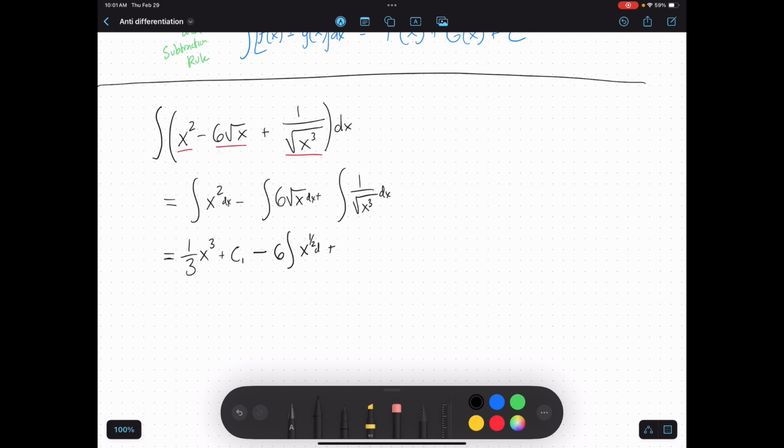Similarly, this third term, I need to do the same thing. I need to rewrite it as a power function. Well, this one, the x is in the denominator, which means my exponent's going to be a negative. A negative what? Well, I'm raising it to the third power and then square rooting it. So this is x to the negative 3/2.